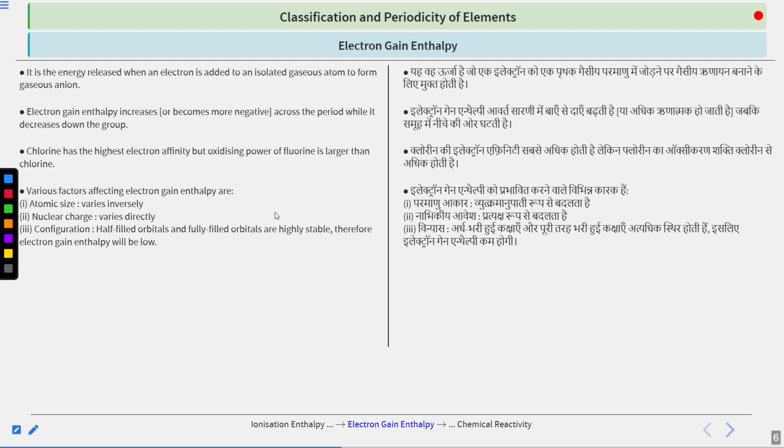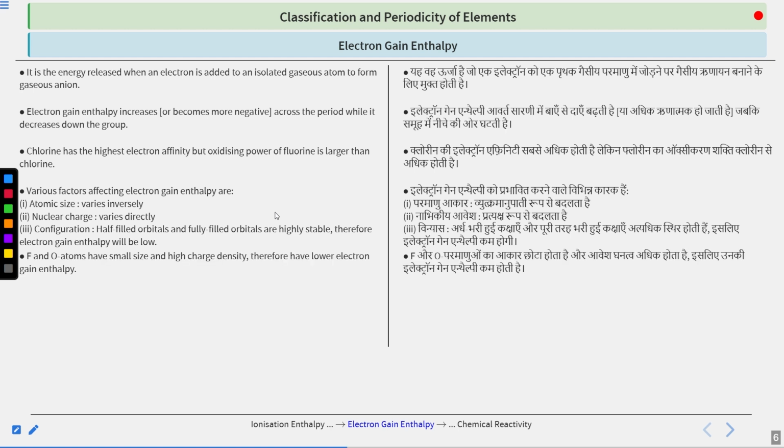Clear? Next is configuration. Half filled and full filled are very stable, so electron gain enthalpy is comparatively very low. Why is it low? Because the half filled and full filled are very stable. Clear? Now fluorine and oxygen have small size, so they have a high charge density, and they have a lower electron gain enthalpy.